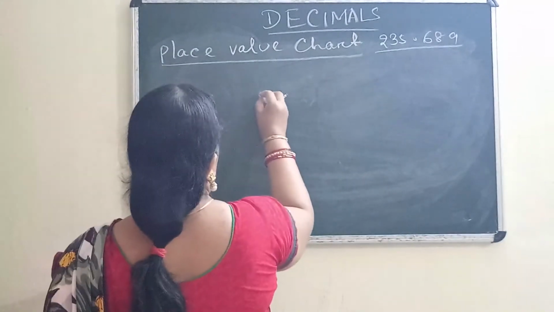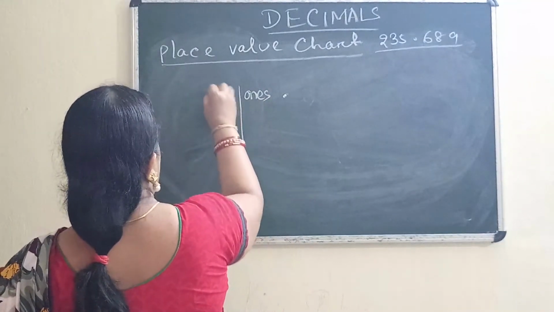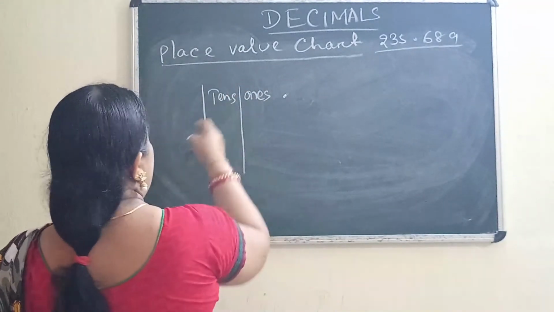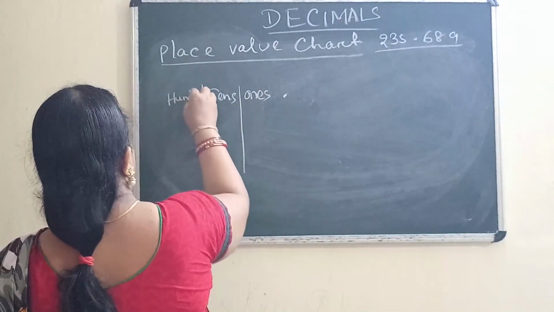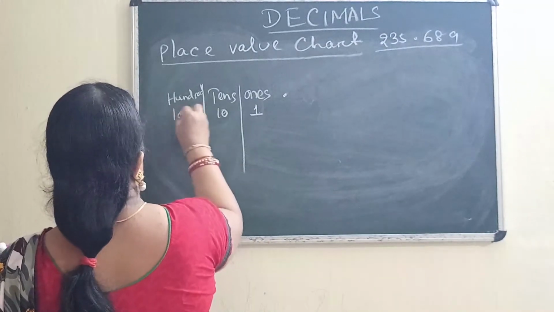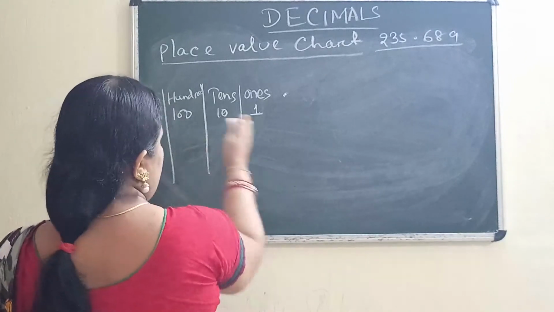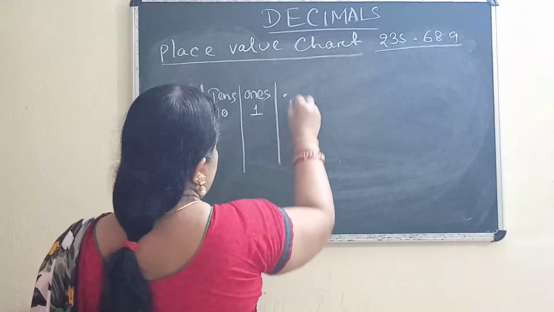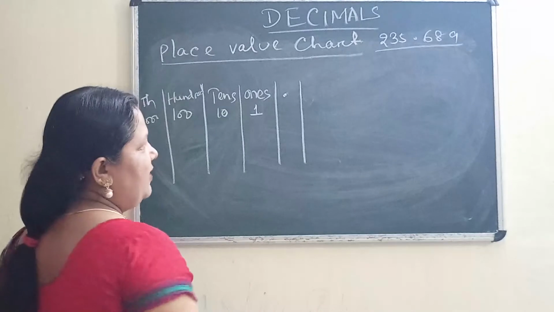Before that, the places are ones, then tens. As in our Hindu-Arabic numeral system, the normal place values are ones, tens, hundreds, then thousands. Like this it will go on the left side, meaning the whole number part. After the decimal point, the right side of it is the decimal part, or fractional part.